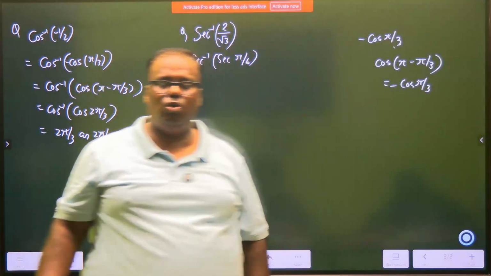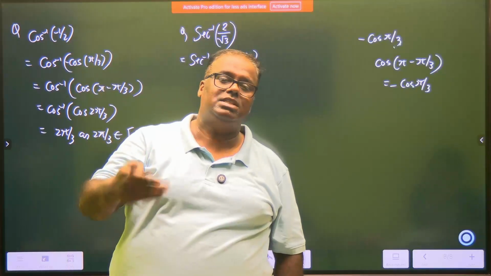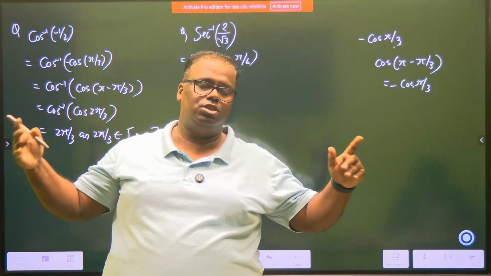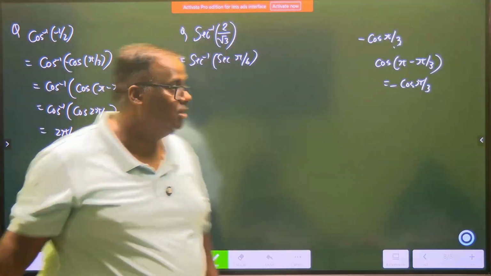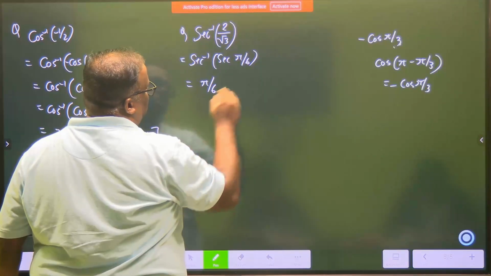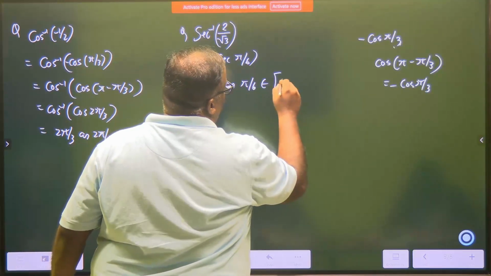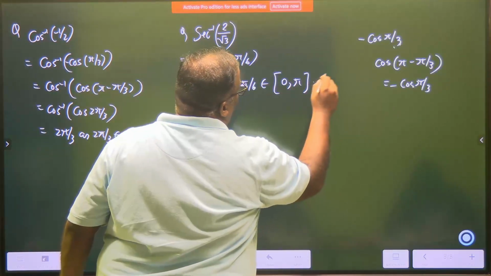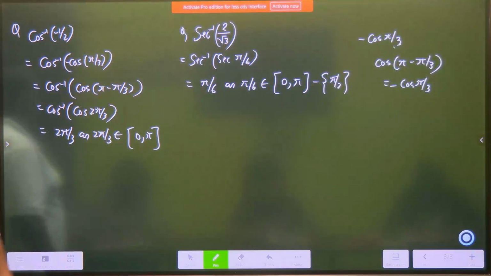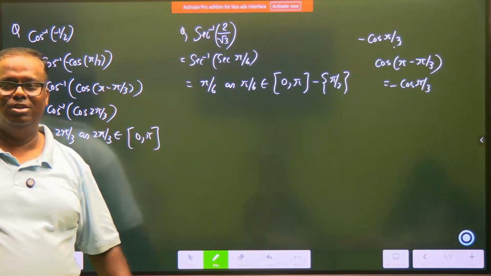Achha, sec will be following what? Sec will be following the same thing that cos follows. So it will be 0 to pi minus pi by 2. So can we write it straight away as pi by 6? Obviously, as pi by 6 belongs to 0 to pi minus pi by 2 as a value. See, now you need not remember, the ranges will come very easily to you.